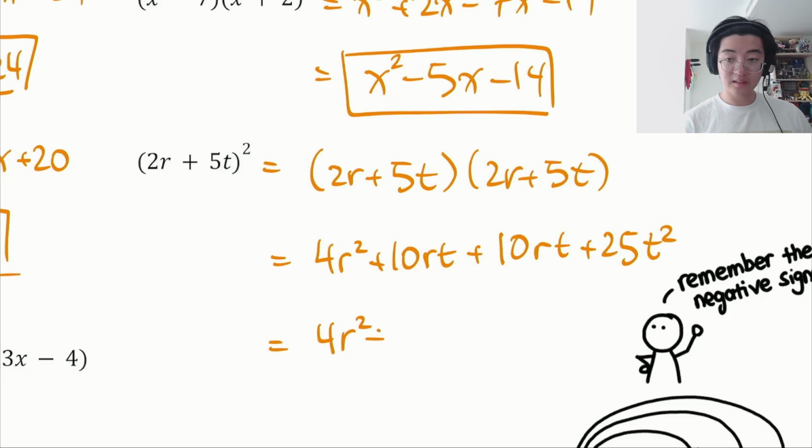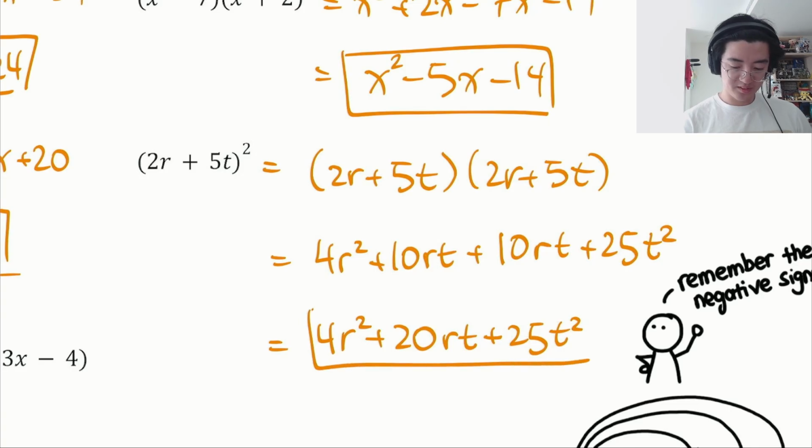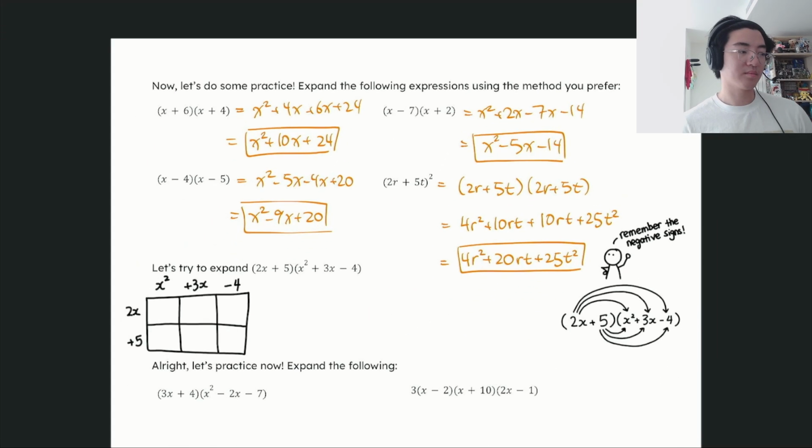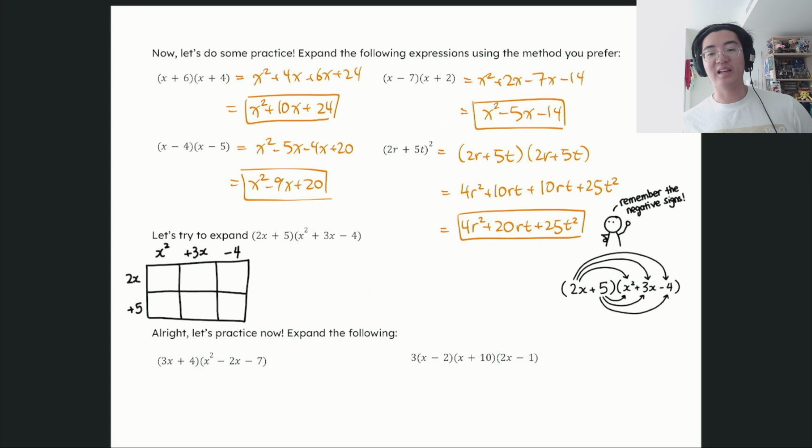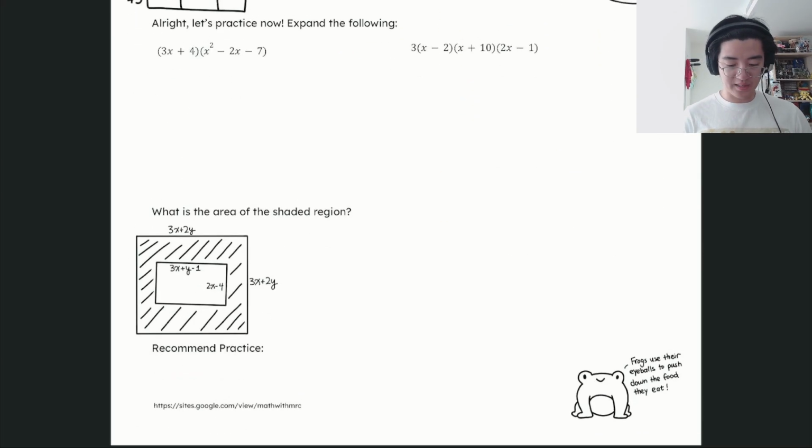Combine them together. Just like that. Okay? And yes, as you can imagine, this works for any bracket, however big you want for the brackets.